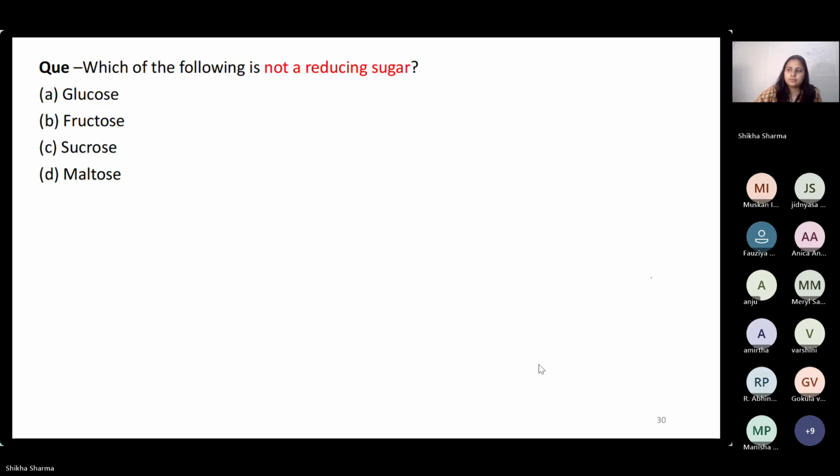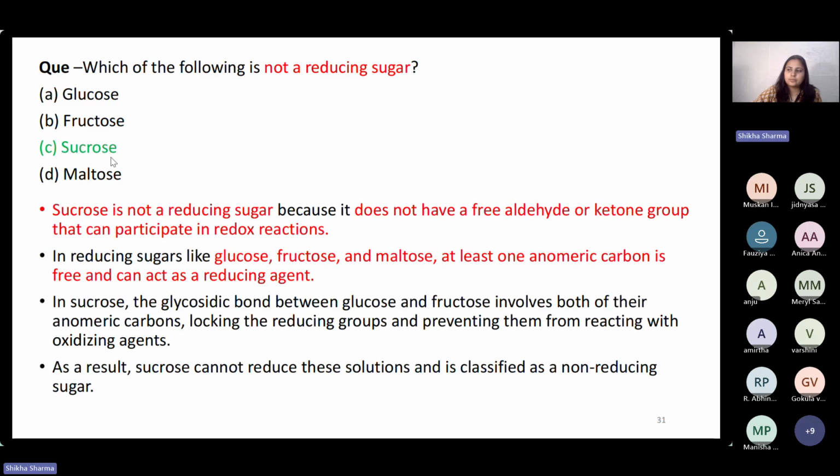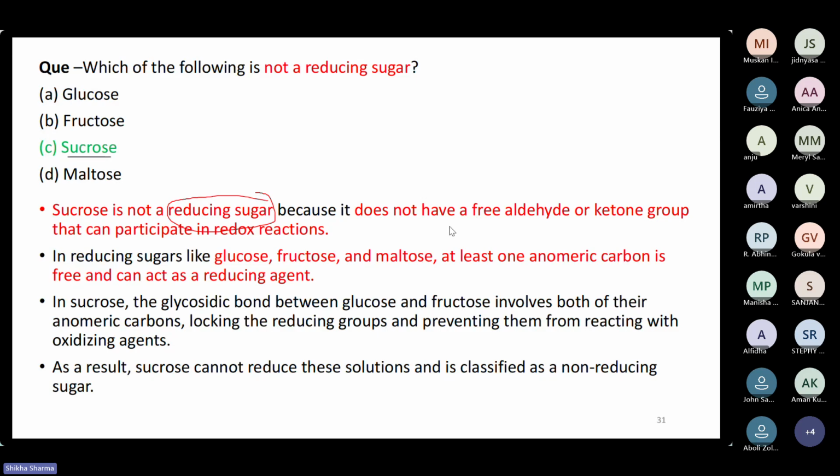Shivaswamy D, Fozia C, and Aman A. D, C, A. Okay, let's see the correct answer. So basically C is the correct answer. Sucrose is a non-reducing sugar because it does not have a free aldehyde or ketone group which can participate in the redox reaction.